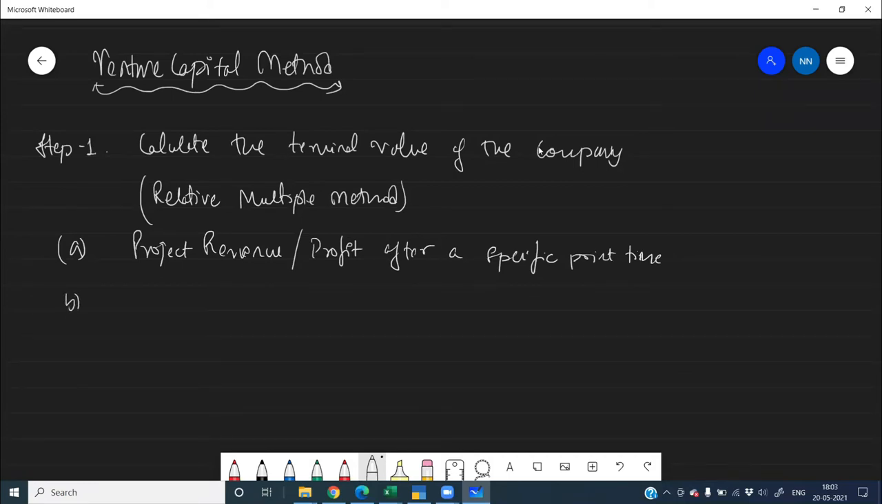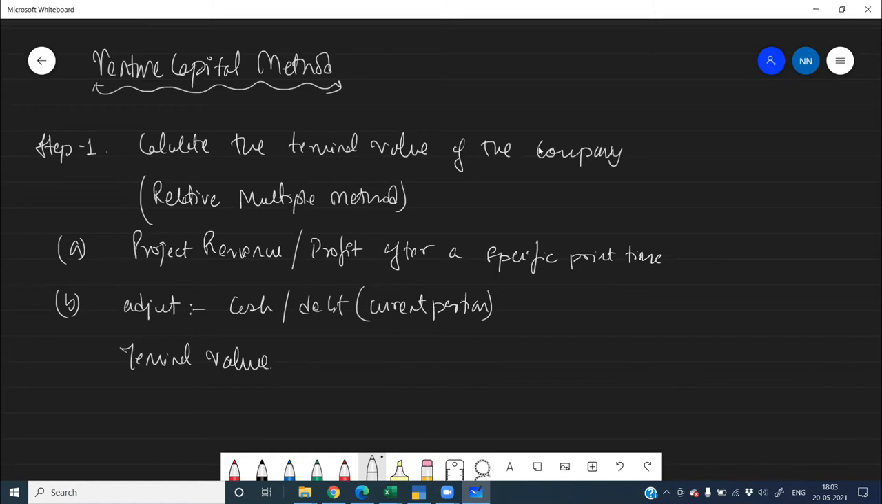You will adjust cash plus debt, whatever is there in the company's current position. You will adjust that, and what you will calculate is the terminal value. Okay, so this is kind of assuming that this is your closing cash that the company is going to have after a certain time period.